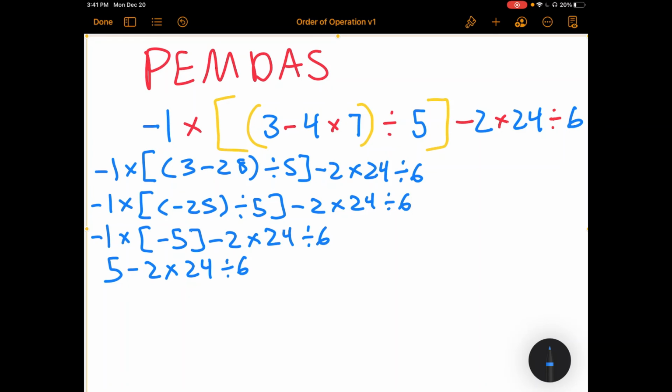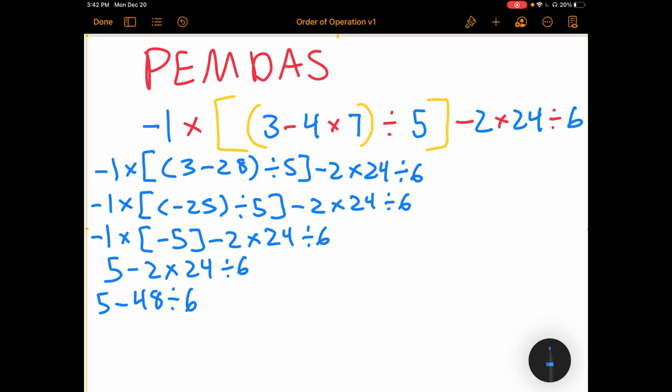Now we have the subtraction as our first operation in the equation. But from the order of operations, we do not do that first. We need to do the multiplication or the division. In this case, we're going to do it left to right, so multiplication comes up first. We're going to bring down the 5 and that sign. Then we're going to do 2 times 24, and that's going to give us 48. Then we're going to bring down the 6.